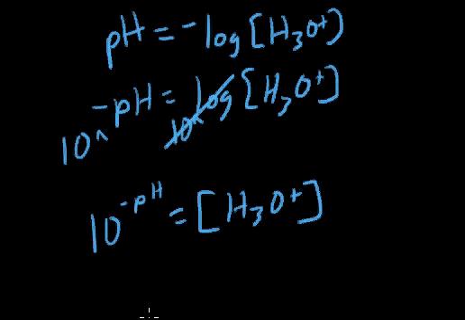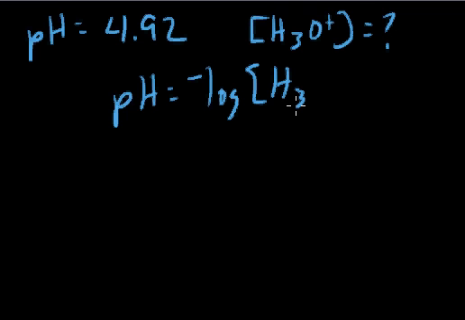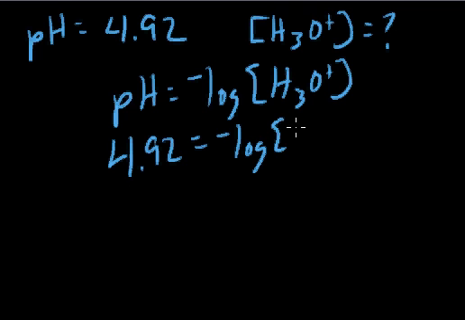So let's go ahead and solve a problem here and see what it looks like. Okay, so let's say that you have a solution that has a pH of 4.92, and we want to know the hydronium concentration, H3O positive. How are we going to solve this? So again, we're going to look at our equation, which is pH equals the negative log of the hydronium concentration. We plug in for pH. pH equals 4.92. It's the negative logarithm of the hydronium concentration.